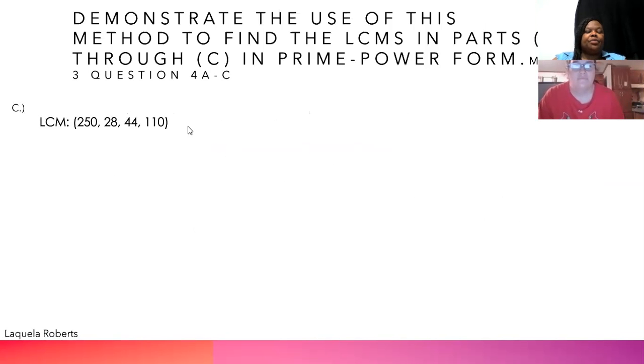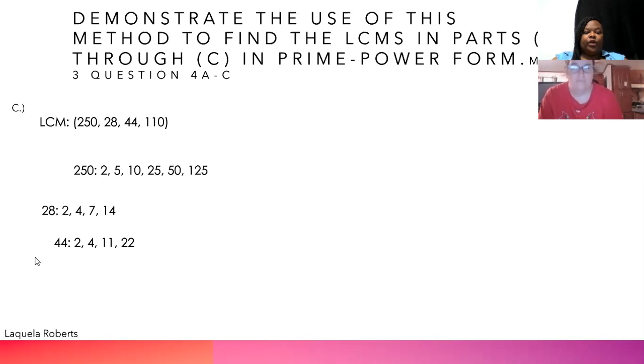All right, so as we got our lowest common multiples, 250, 28, 44, and 110. As you can see, 250 has 2, 5, 10, 25, and of course, 50. 28 has 2, 4, 7, and 14, because 2 times 14 is 28, and 4 times 7 is 28. 44 has 2, 4, 11, and 22. 110 has 2 times 55, 5 times 22, 10 times 11.